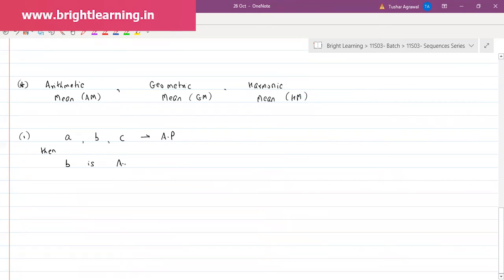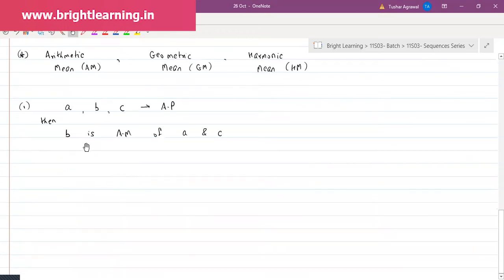Then B is called the arithmetic mean of A and C. So two numbers are given, and if you want to find the arithmetic mean, what is the formula? Let us derive the formula. A, B, C are in AP. So what result do we have? Difference of B and A is the same as difference of C and B. B minus A equals C minus B. Definition of AP only. So 2 times B is equal to C plus A.